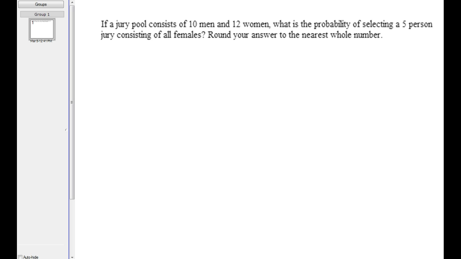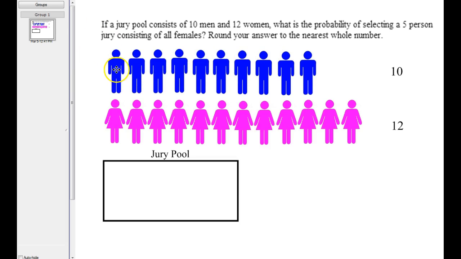So first, let's visualize it. We've got 10 males, 12 females, and a jury pool down here that we're going to pick from. We're going to randomly select 5 of these total people. The jury has to be all females. So that means female and female and female and female and female.